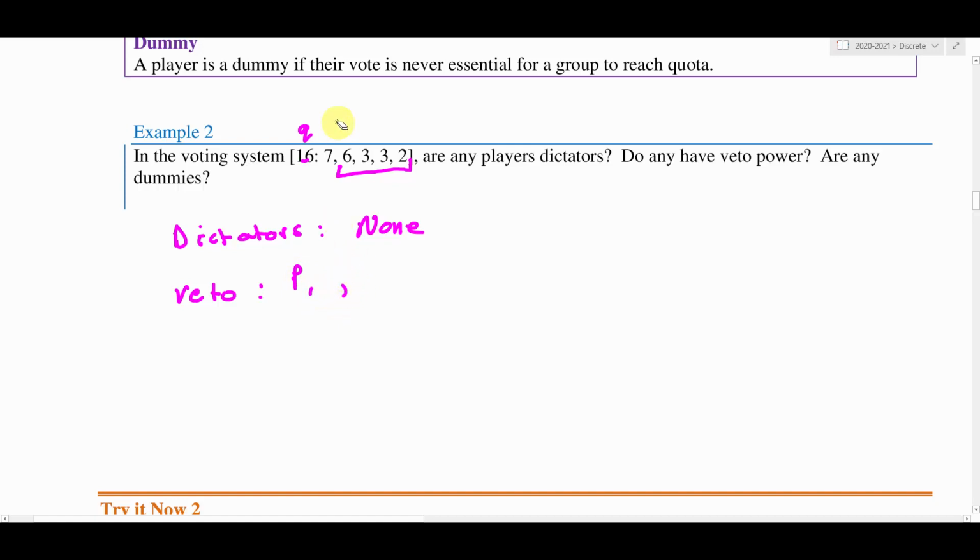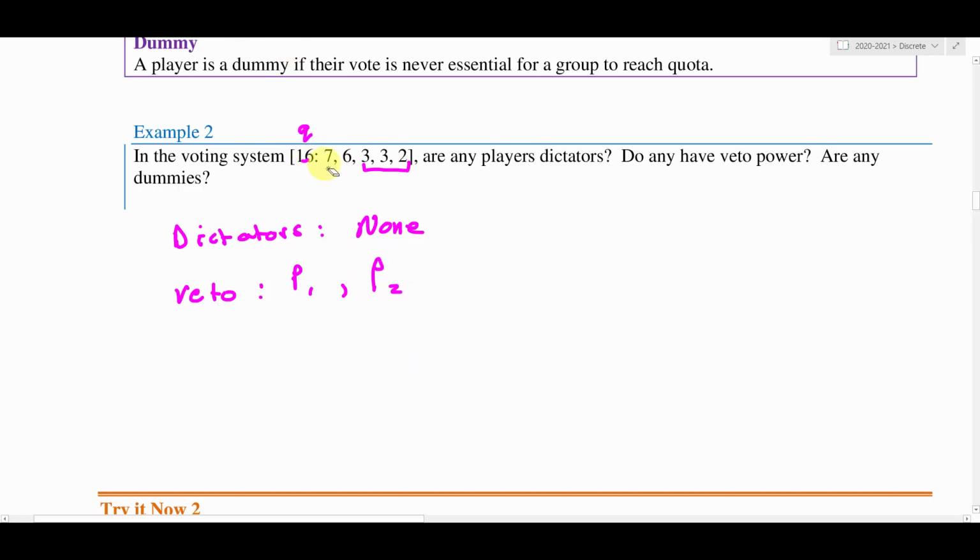Let's check and see if player 2 has veto power. Player 2 has 6 votes. Well, let's say player 1 teams up with these 3 guys right here. So that would be 7, and this would be 10, 15. So if players 1, 3, 4, and 5 were to team up, they would only get 15 votes. That would mean that they need player 2 to get on board as well. So player 2 also has veto power.